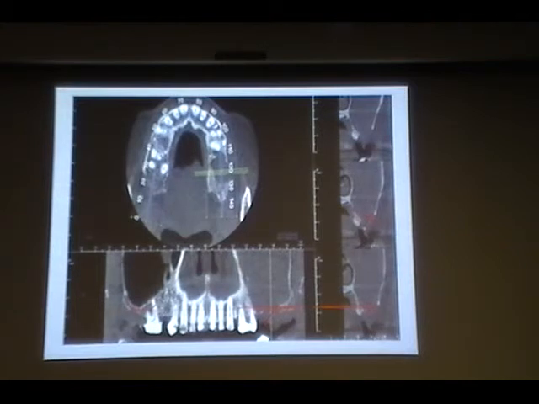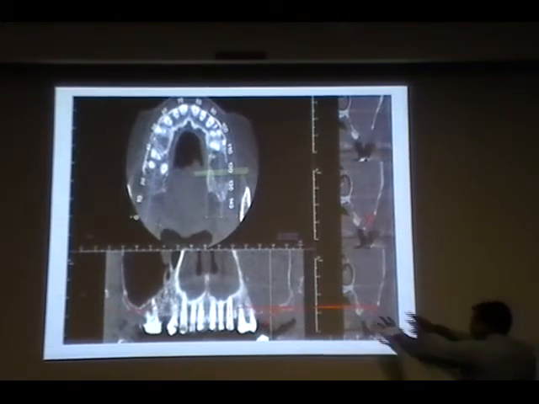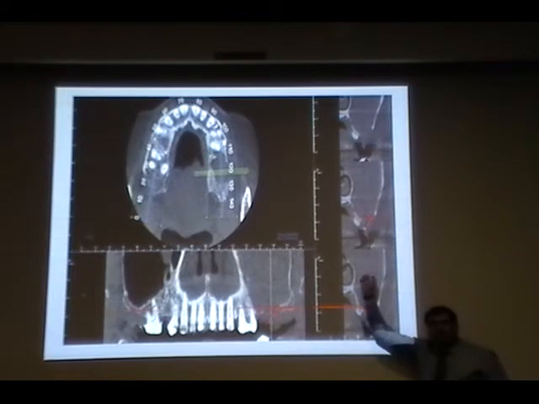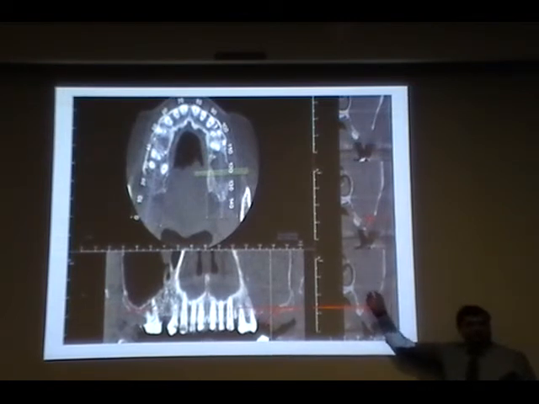This is oral antral communication. Now, this could be called oral antral communication, or since it is filled with soft tissues, associated sinusitis. Make sense?